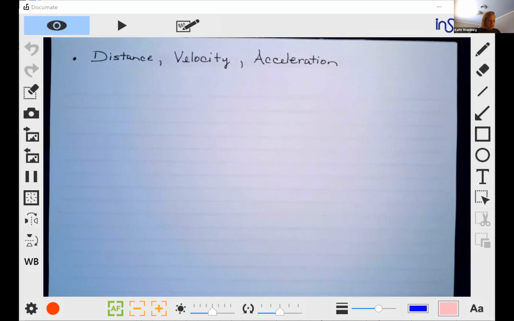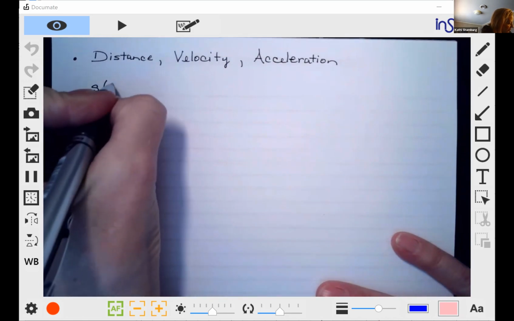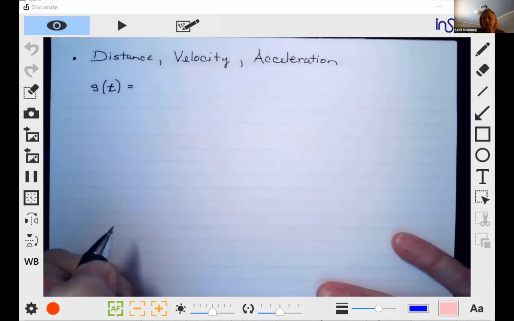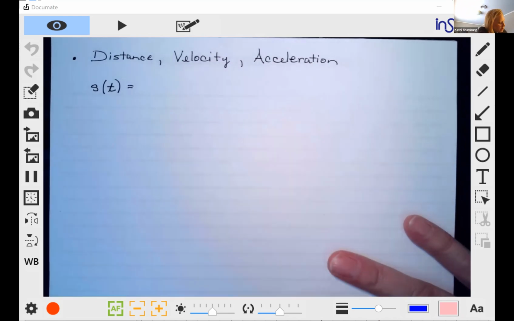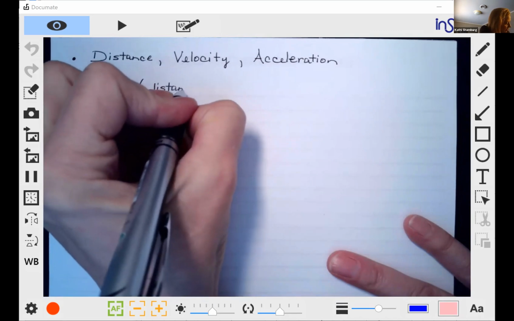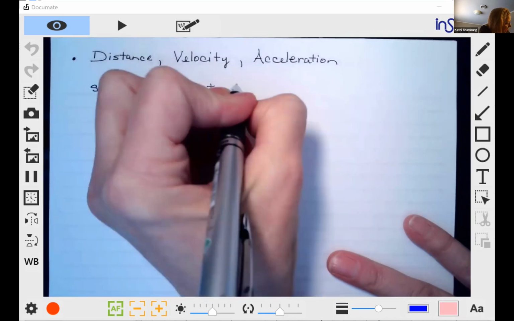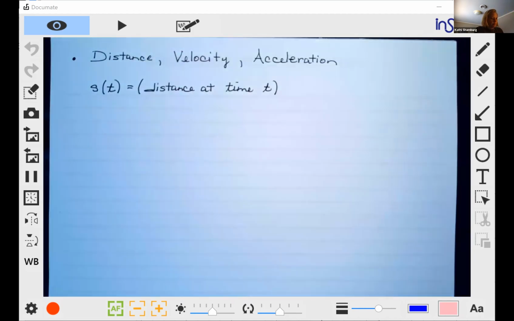So the original function, instead of f of x, I'm going to put s of t because it's going to be what you see in the book. So this is your distance at time t. Distance at time t. So let me give you a little visual.